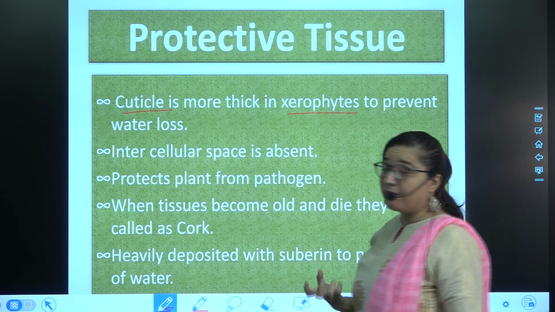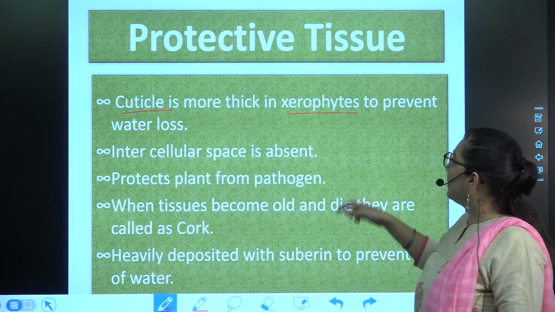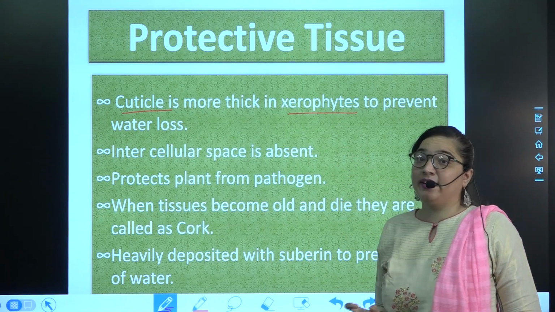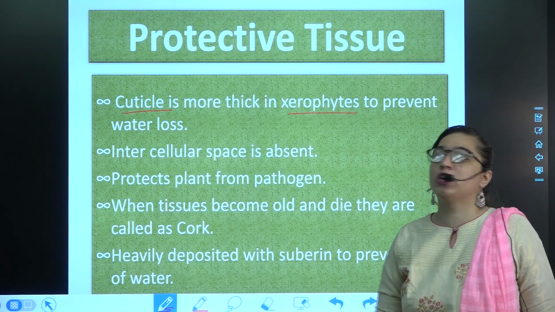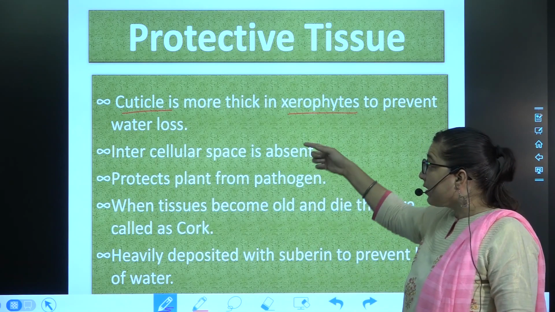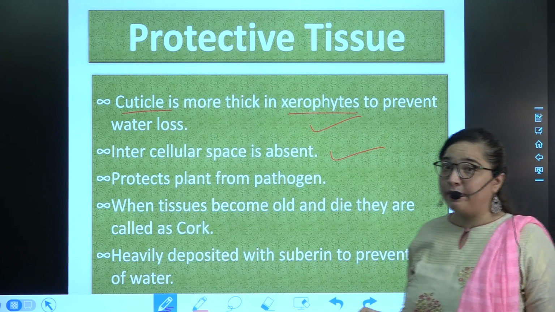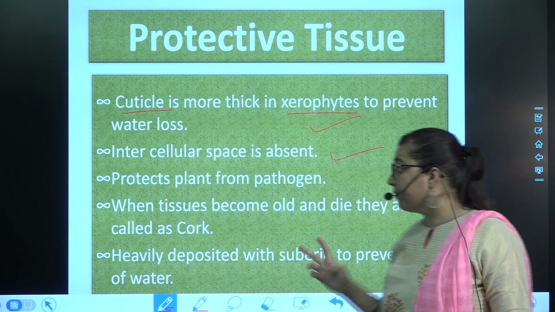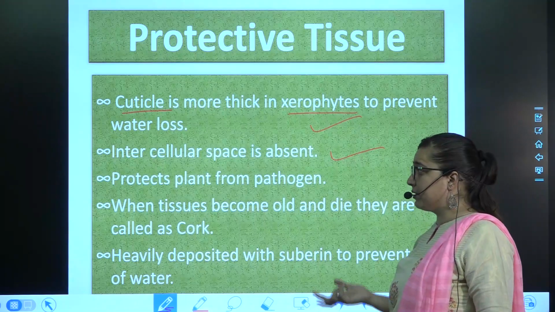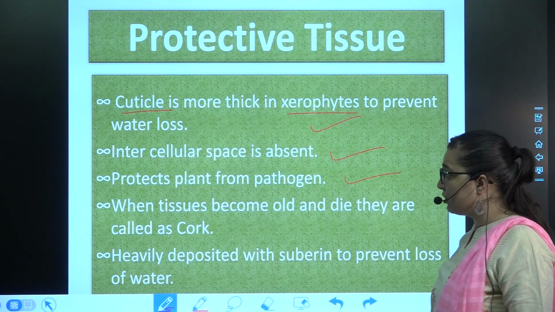So what is the important function of cuticle? In xerophytes, it is very thick. Why? Because it will not allow the water to escape, so it will prevent the water loss. Intercellular space is absent, that means space between two cells is absent. It protects the plant from pathogens.